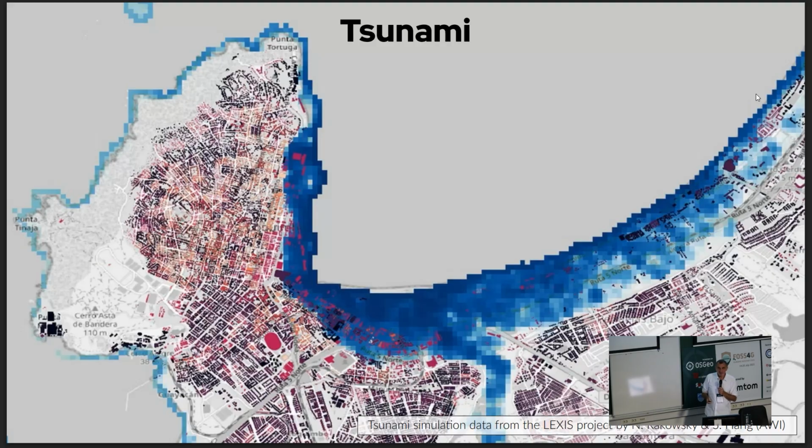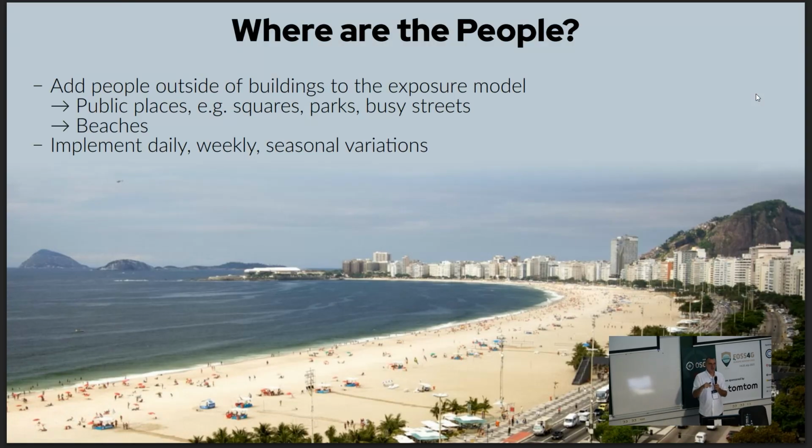But the big problem with tsunamis and some kinds of hazards is that this is affecting people that are not in buildings. So what we actually need to do now is to add the people to this exposure model that are not in buildings. So for instance, at this wonderful beach, should a tsunami hit, our model would just report no casualties because these people are not in the buildings that will be swept away. So we need to figure out where are the people. If they're not in the buildings, this means public places, busy streets, restaurant areas, beaches, etc.